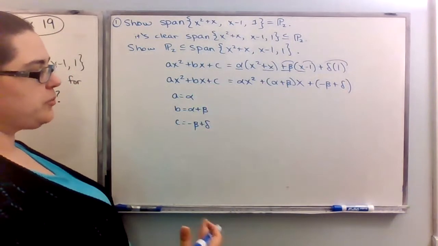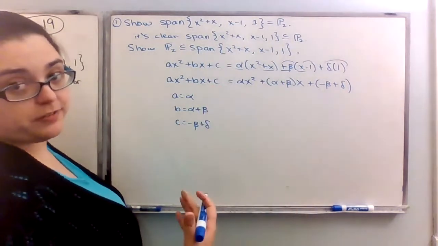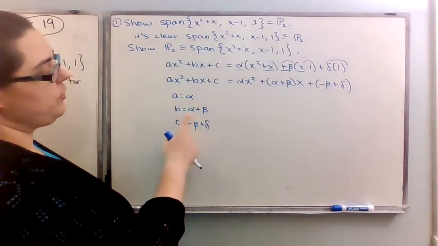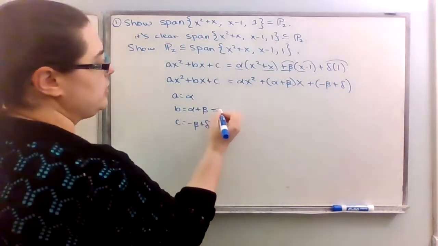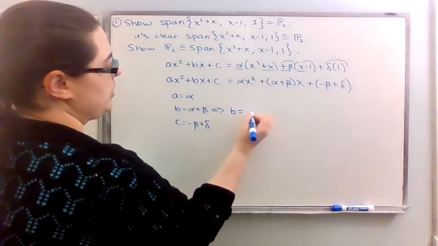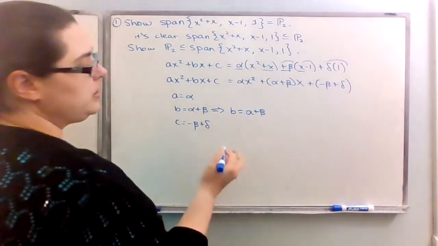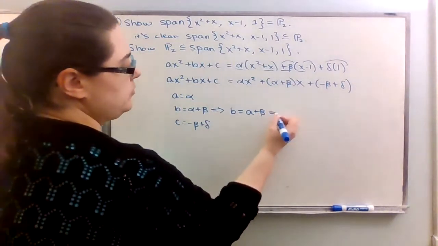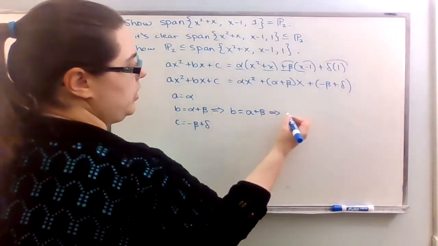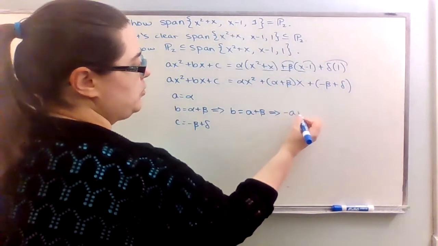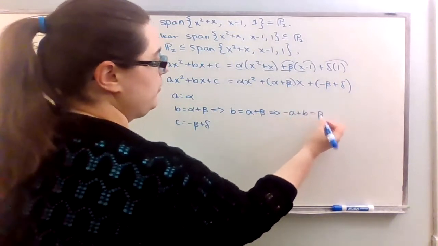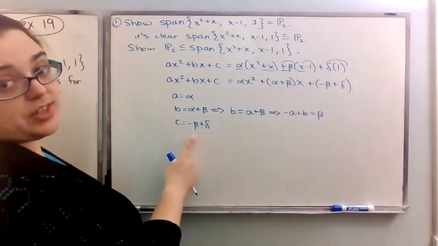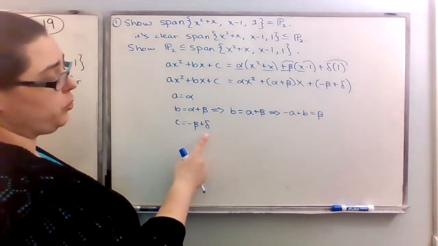Now from this, remember, we're trying to get the Greek in terms of the normal alphabet. So we have alpha equaling A. So I can substitute that into here. If B is A plus beta, I can subtract A to get a definition for beta. So let's do negative A plus B is beta. And now that I have a definition for beta, I can substitute that in here and figure out a definition for delta.